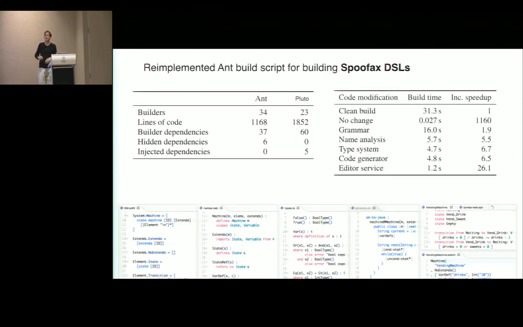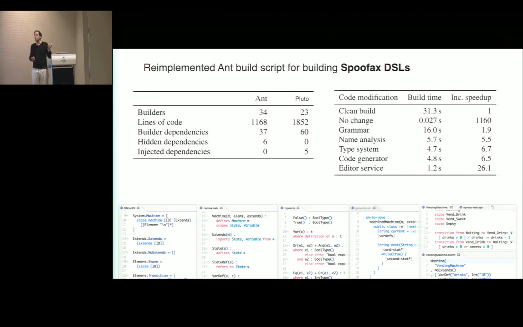So let's look at the speed-ups that we achieve. This is all relative to running our build script after everything changed. In the first line, you see a clean build with our Pluto script. It takes about 30 seconds. And then it really depends on what you change in the language definition. If you change nothing, well, okay, you get a speed up of 1,000 something.